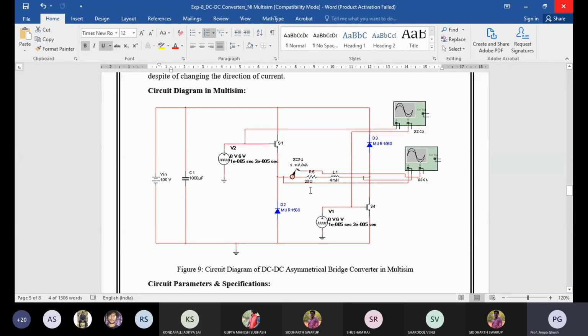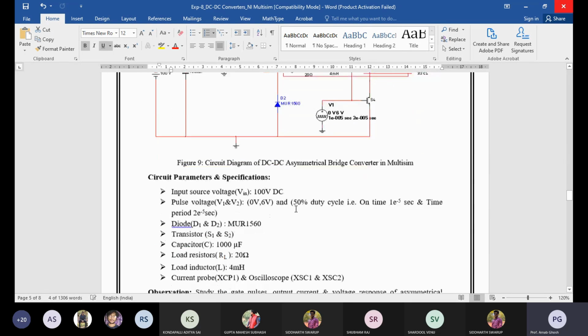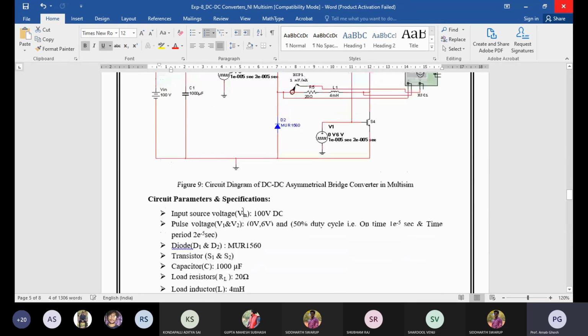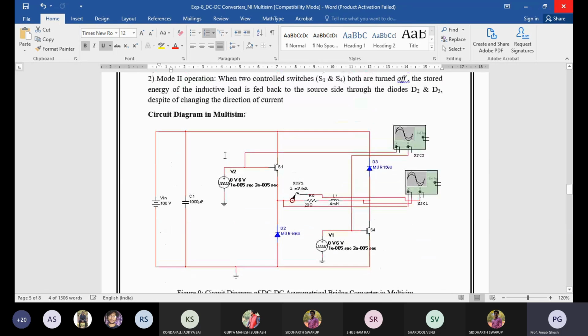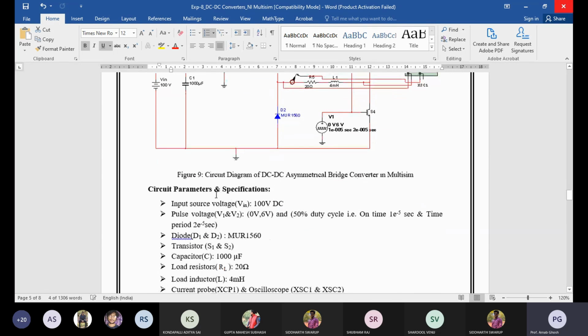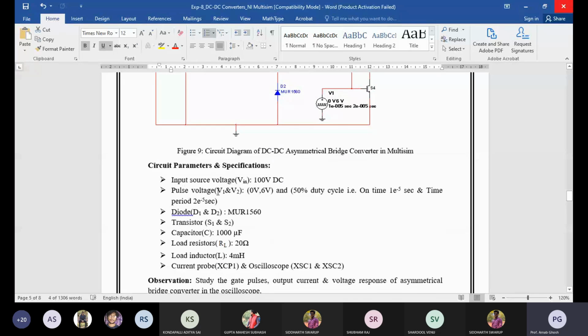RLE load is also possible. And the two diodes are there for the asymmetrical bridge, and we are also going to calculate the duty. The circuit specifications are also given here. So what are the important circuit components we are considering for the asymmetrical bridge in the Multisim platform? That I have considered here, and the values are already given. So these are all a very brief layout.